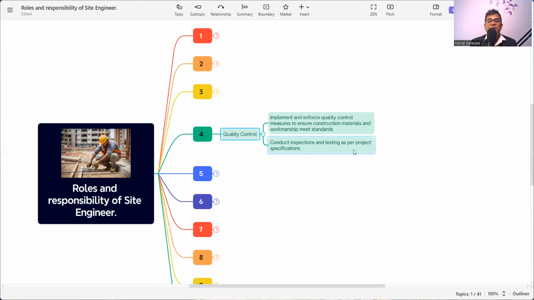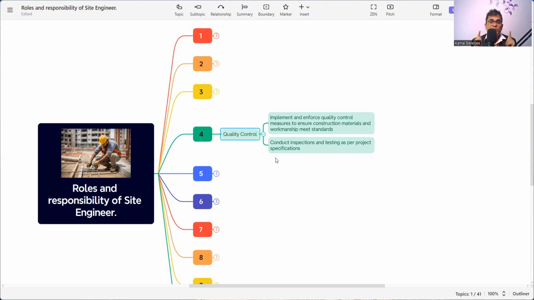Then conduct inspection and testing as per the project specification. That means you need to be well aware about the material, the manpower, and the requirements, so that you can inspect and ensure quality. As a protocol, after your completion and checking, it will go to the internal quality team, and the internal quality team will check and call the consultant or the client for the final verification.